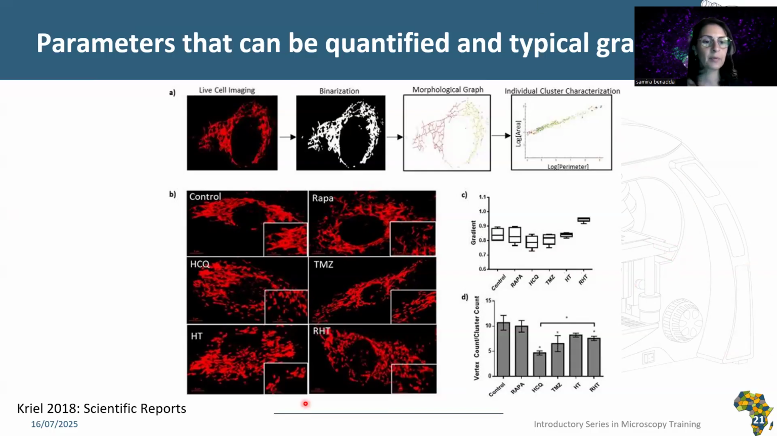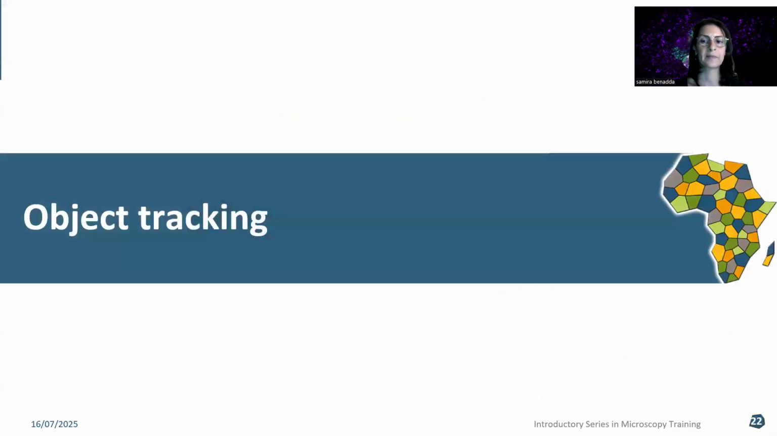So this is an example you can see in the report. It is very important to quantify the shape of our sample, to know here the different effects of the drugs. Okay, so let's look at object tracking.